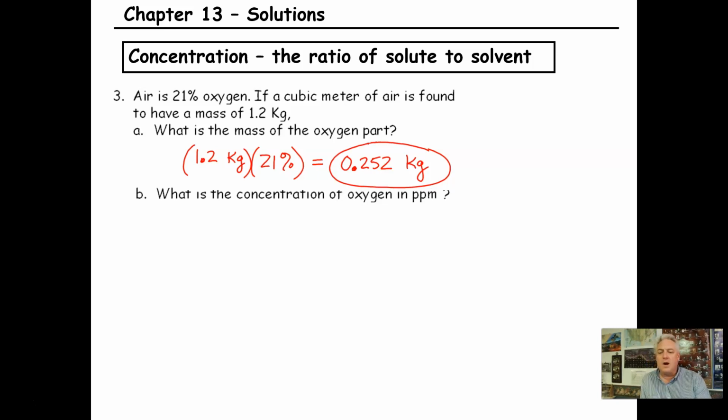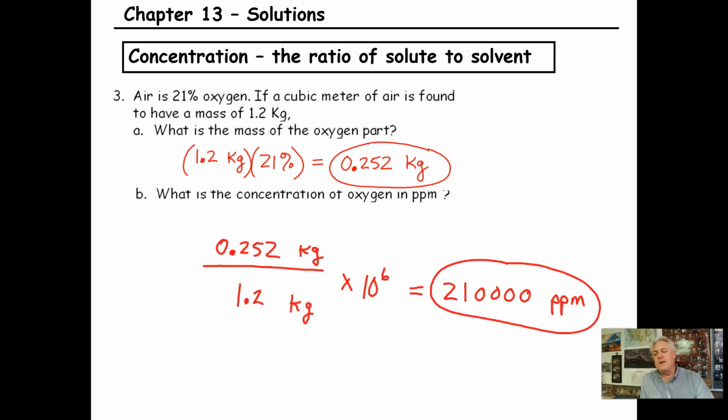All right, then we can do our parts per million calculation. We'll have 0.252 kilograms of oxygen and then 1.2 kilograms of the air, times 1,000,000. Just remember that if the top's in kilograms, the bottom's got to be in kilograms as well. So we'll end up with 210,000 parts per million.